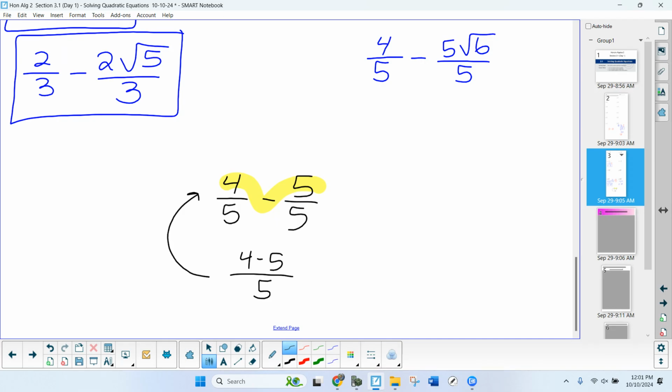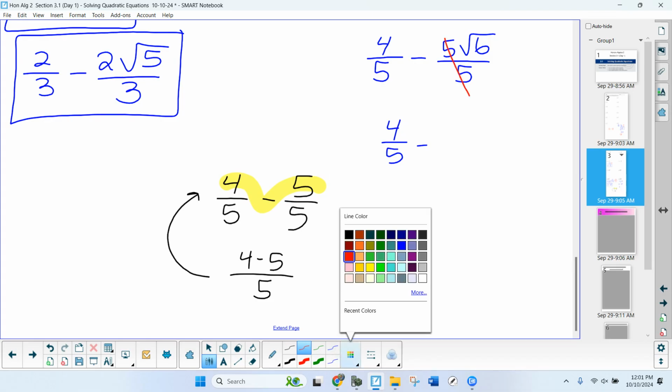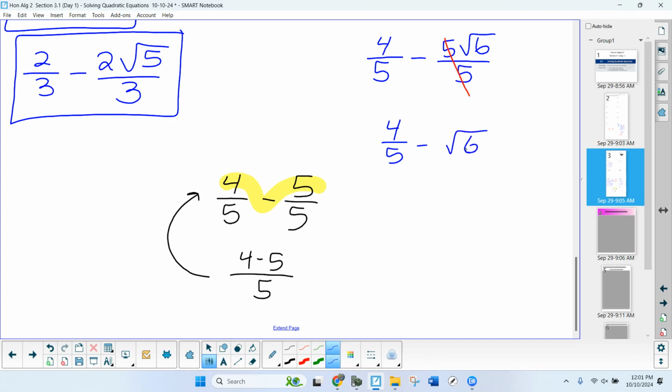And so now I'm looking at this. Can you reduce 4 over 5? No. What can you do with the 5s? Cancel, and you just get square root of 6. If you have a 1 in front of the square root of 6, it's no different than if you have an x and 1x. If you have a square root of 6 and 1 square root of 6, it's the same thing. Okay?